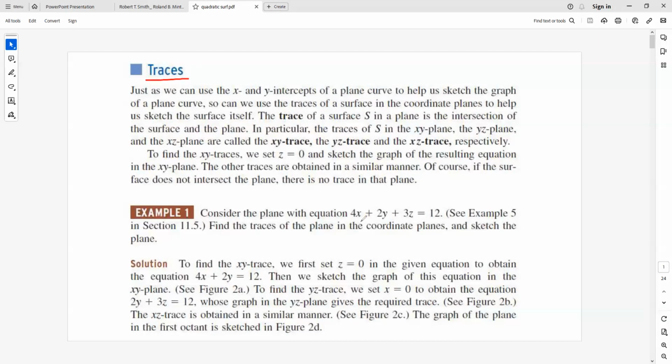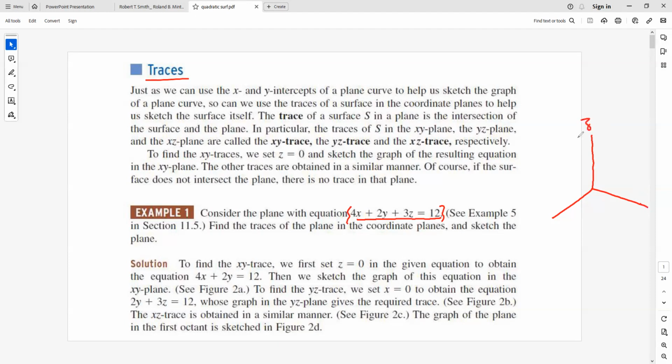Now, let us consider that the equation of a plane is given: 4x plus 2y plus 3z equals 12. To find a trace of the plane on the axes, we need to see how the projections of the given plane look on the plane it is projecting onto.